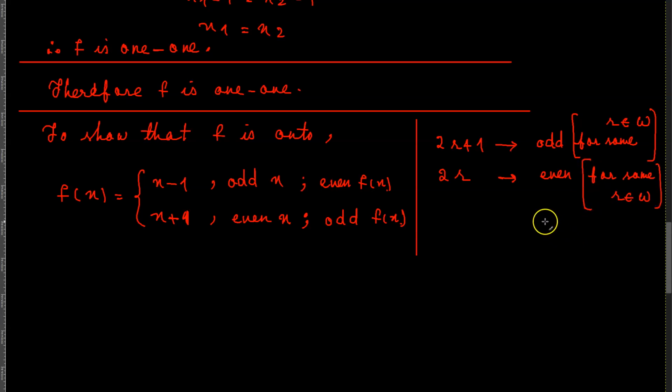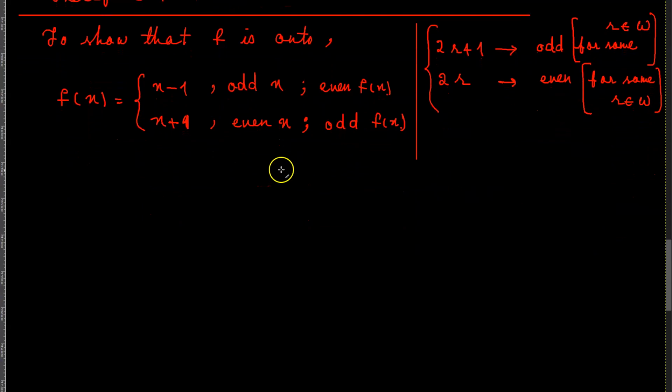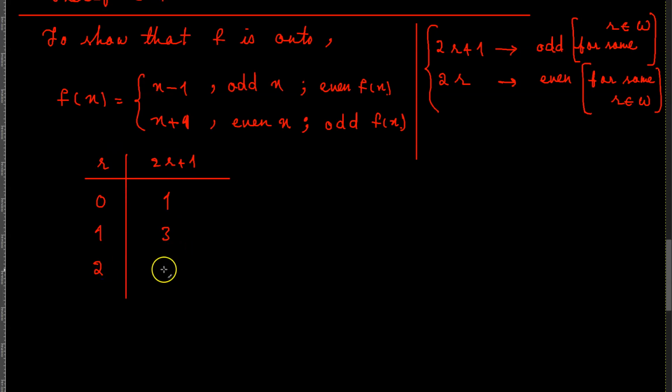Now what happens here is that, for example, you can see that if this is my r, and this is 2r plus 1, let's say that r is equal to 0. Your output, 2r plus 1, becomes 1. If r is equal to 1, then you will get a 3. Let's say that r is equal to 2. You will get a 5, and so on. So 1, 3, 5, 7, and so on and so forth. So these are all odd numbers.